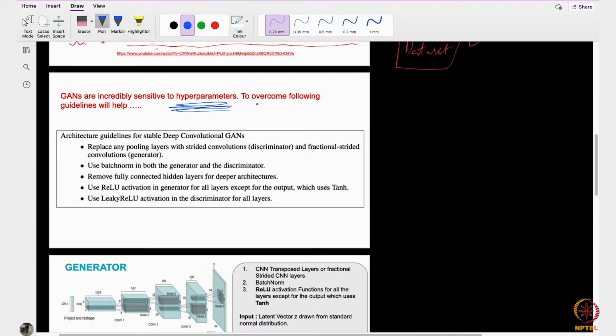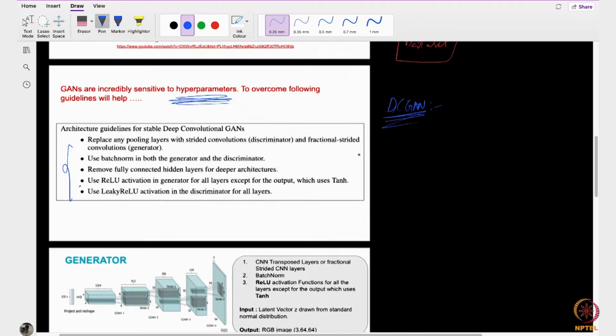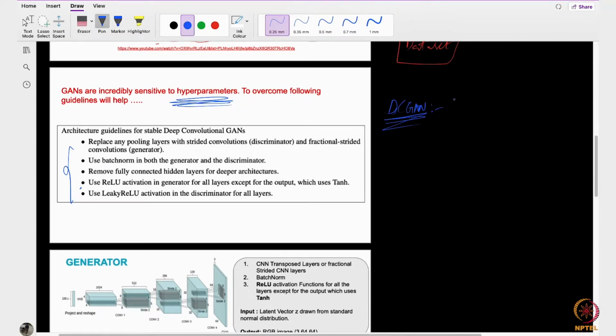GANs are incredibly sensitive to hyperparameters. To overcome this, the following guidelines will help in implementing the DCGAN. These are the 5 guidelines suggested by the authors in the paper, Deep Convolutional Generative Adversarial Neural Networks.